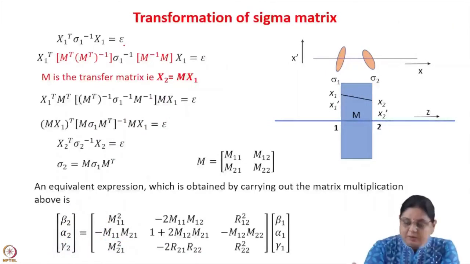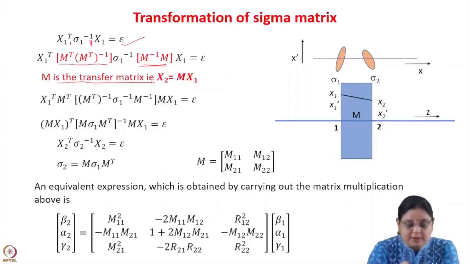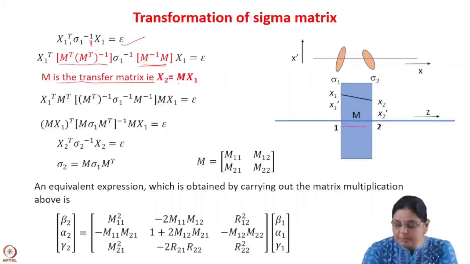So at location 1, this is the equation of the ellipse: X1 transpose sigma 1 inverse X1 is equal to epsilon. Now in between here, let us introduce a unity matrix, which is M transpose inverse. And again, at this location, let us introduce a unity matrix, which is M inverse M, where M is the transfer matrix, that means X2 is equal to M times X1. So M is the transfer matrix from point 1 to point 2.